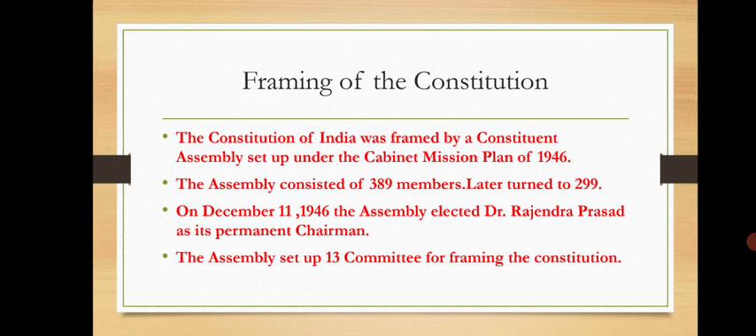Okay, so the assembly consisted of 389 members. Later that turned to 299.